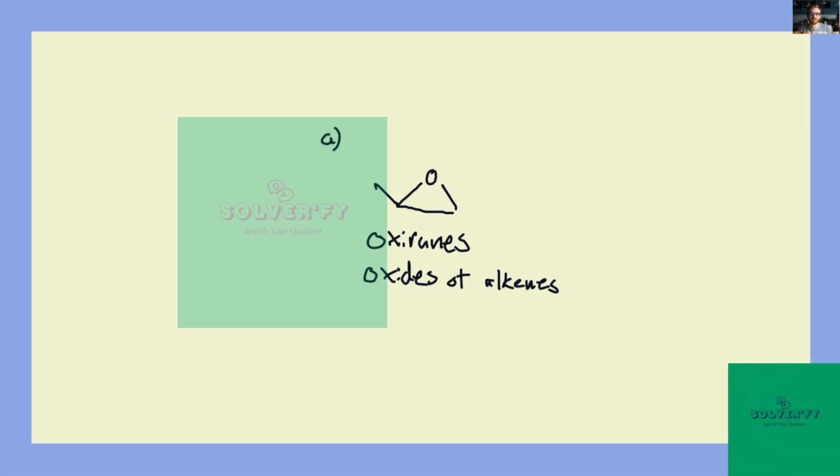So if we consider this to be an oxirane, then what is sticking off of it is a methyl group, and if we follow the rule that we need to indicate the numbering on which this methyl is sticking off, we would say 1, 2, right? So that becomes 2-methyl oxirane.